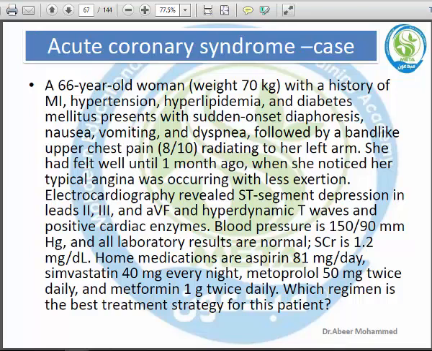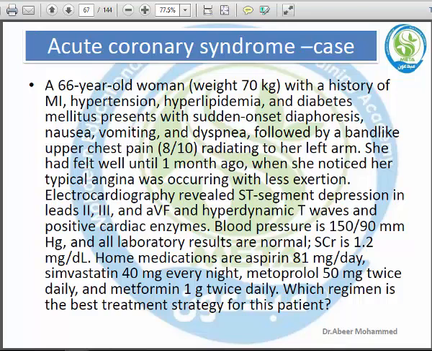Followed by a band-like upper chest pain radiating to her left arm. That is a typical symptom of acute coronary syndrome. She had been well until 1 month ago when she noticed her typical angina was occurring with less exertion. لأنه هي قلنا عندها history of MI معناتها عندها stable angina. بقيت الانجينا attacks بتاعتها بتجيها more مع أقل تعب.